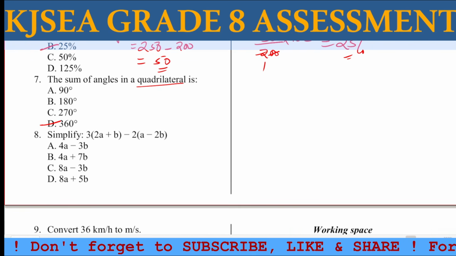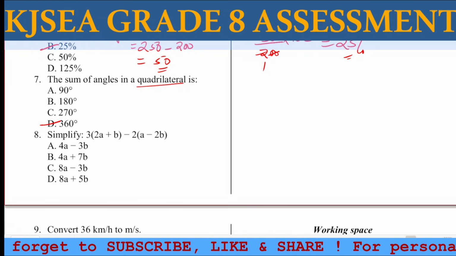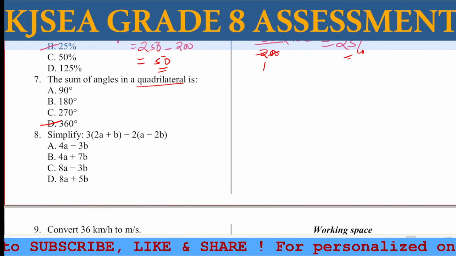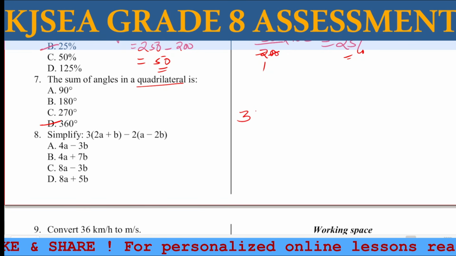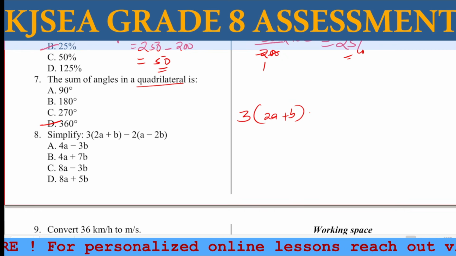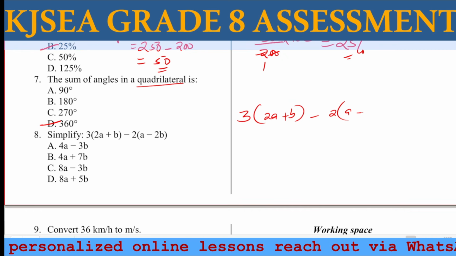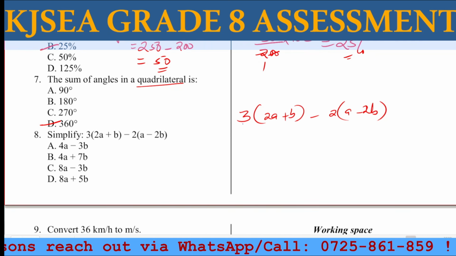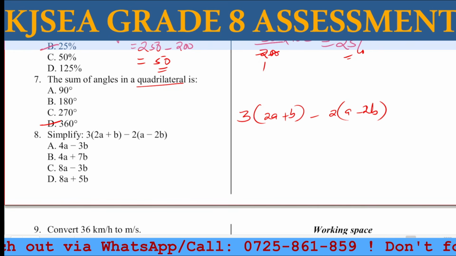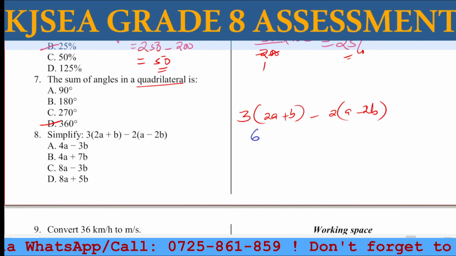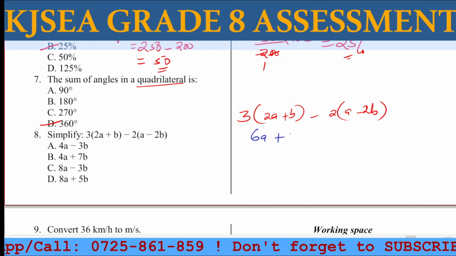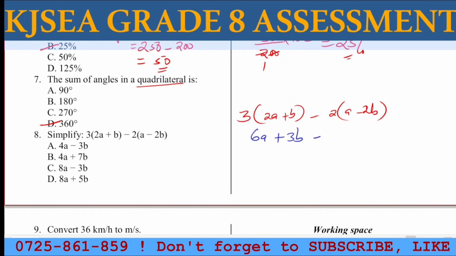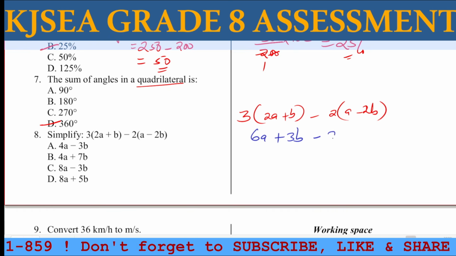Question 8, simplify. We have this algebra here, and this is how we simplify it. We have 3 times (2a plus b), subtract 2 times (a minus 2b). Open the brackets and multiply everything inside by 3. So 3 times 2a will give 6a, plus 3 times b, you get 3b. Then subtract 2 times a, 2a.